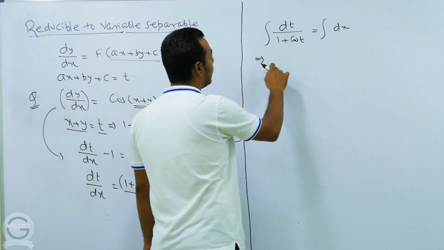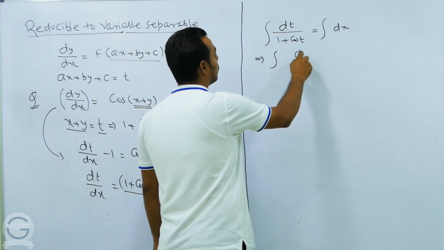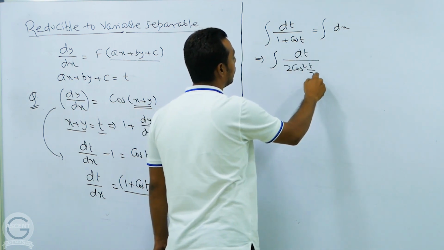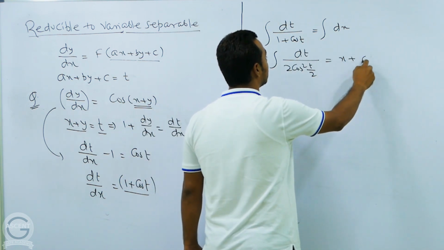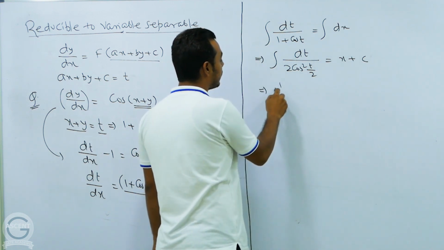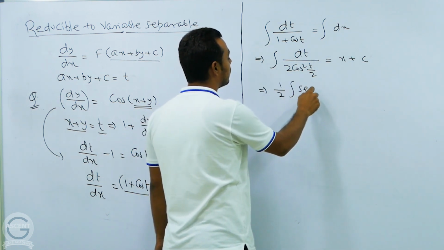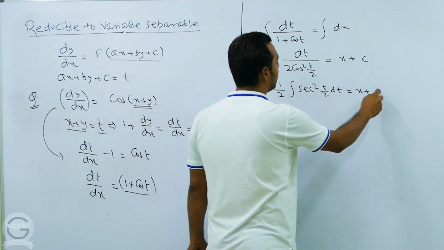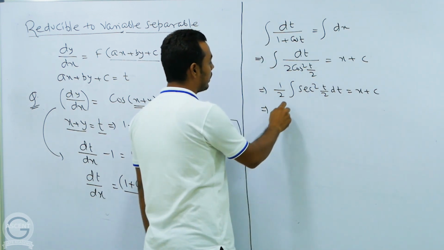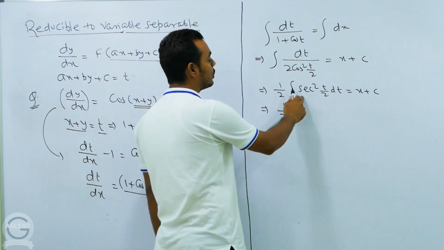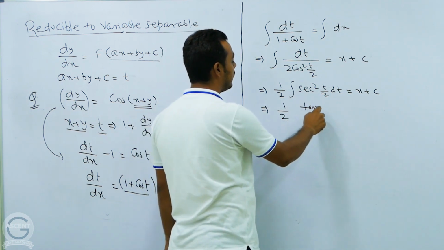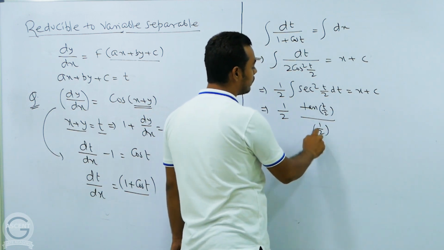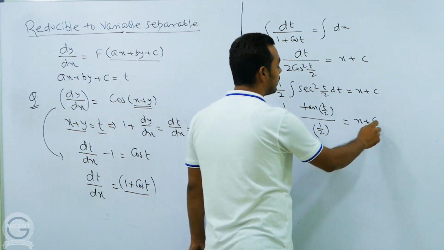So if I integrate this, then 1 plus cos t will be 2 cos square t by 2, and here you will get x plus c. So now you will get 1 by 2 integration of sec square t by 2 dt, and the right hand side will be x plus c. The integration of sec square t by 2 will be tan t by 2, and in integration we have to divide by the coefficient of t. This will be x plus c.